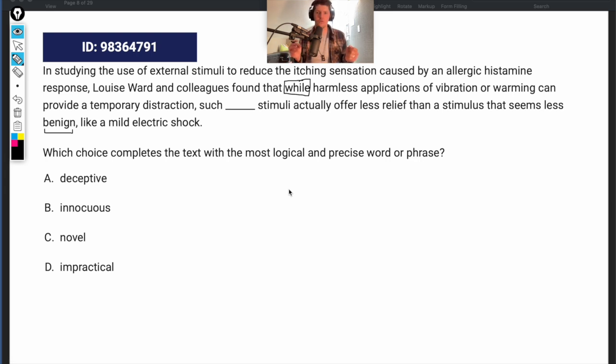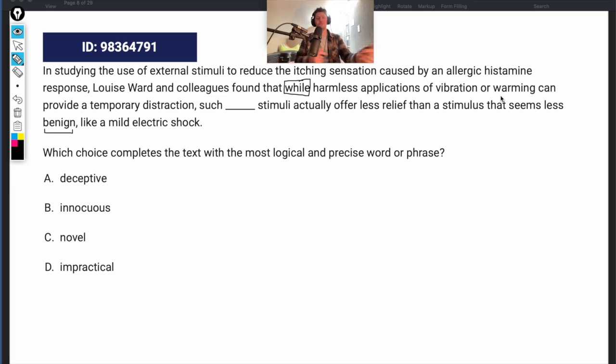So you may have heard that word in certain medical contexts. The word benign means not bad. It means harmless, okay? But even without that, you can surmise that a mild electric shock is worse than warming, right? This is hard because it uses the word mild. When you see mild, you think not bad. But a mild electric shock is certainly not as nice as warming or vibration.